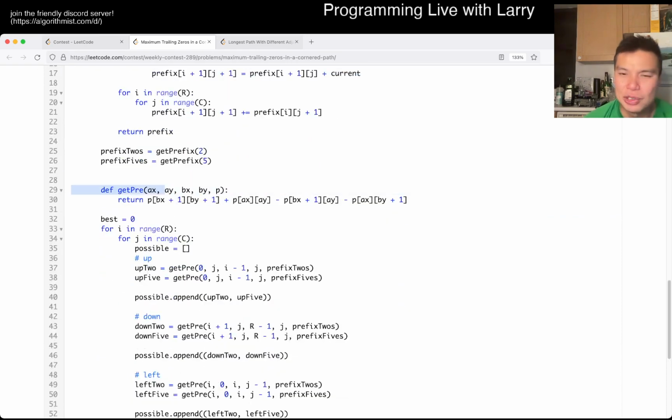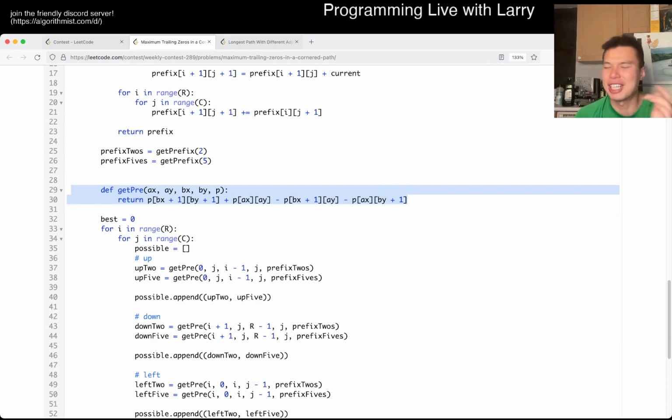Again, we have this 2D prefix array formula. Not going to go over it. Apologies. Check out those videos.